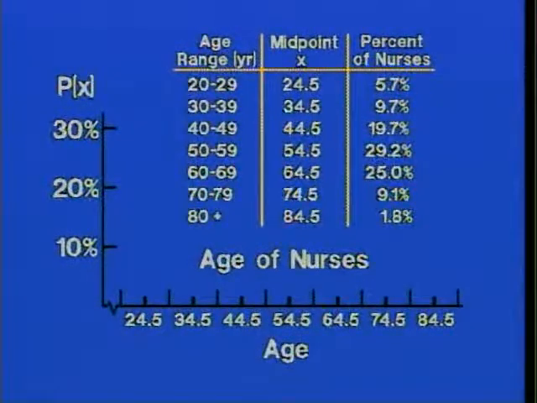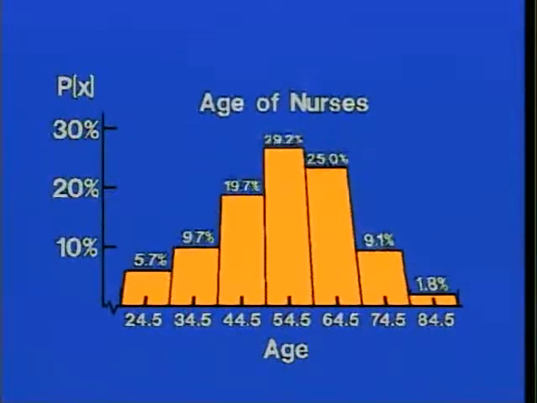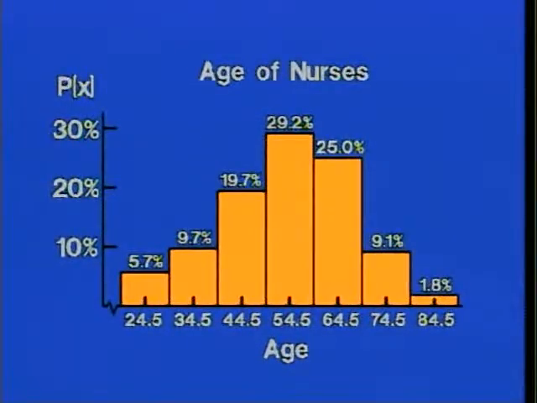Notice on the horizontal axis we'll list the age of nurses, those ages, and we're using midpoints for the various ranges. And on the vertical axis, we're writing probability values, and they're nothing more than the percents that appear in the third column. So P of X and percent of nurses correspond with one another. And then all we do is make a spot on the graph according to those percents, and our histogram is formed.